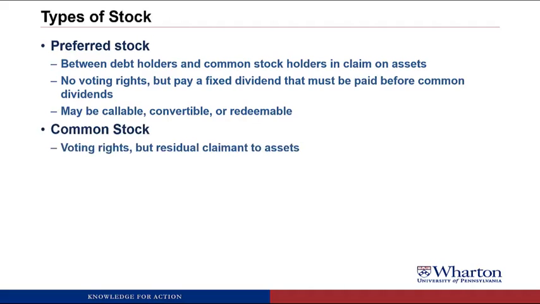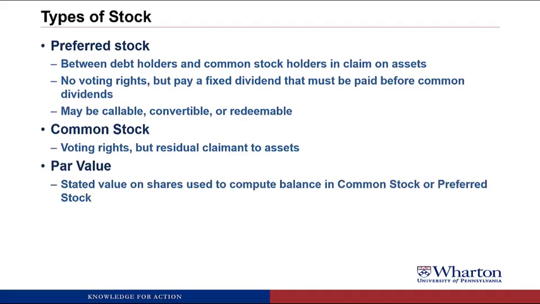Common stock has all the voting rights, so they get to vote on who the board of directors will be, but they're the last claimant on assets, so they have the biggest risk of loss in a bankruptcy. But then they often get the biggest return if the company does well.